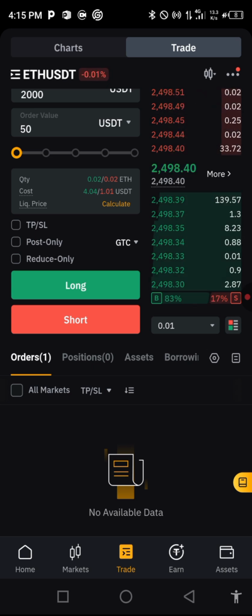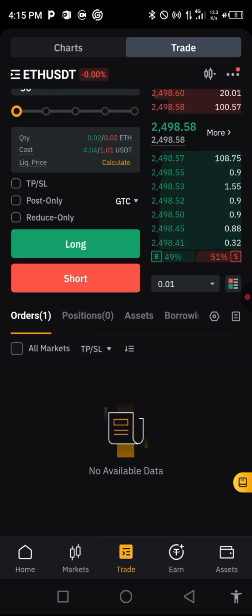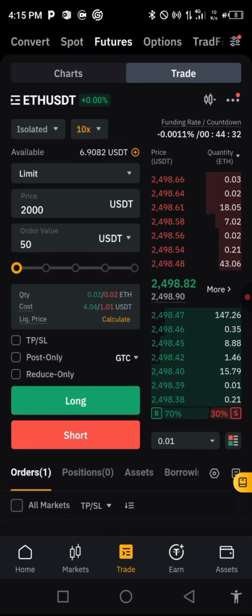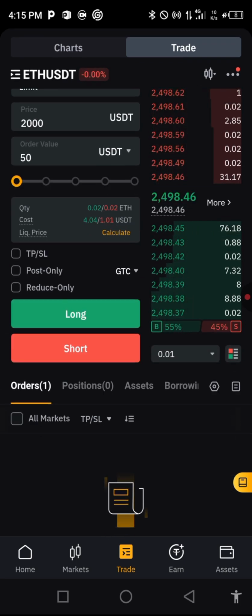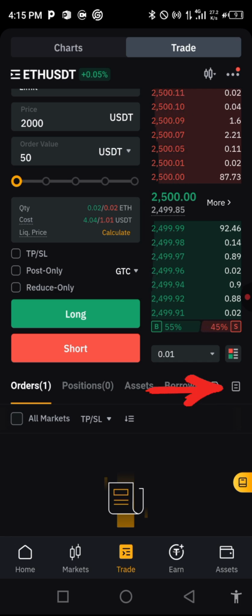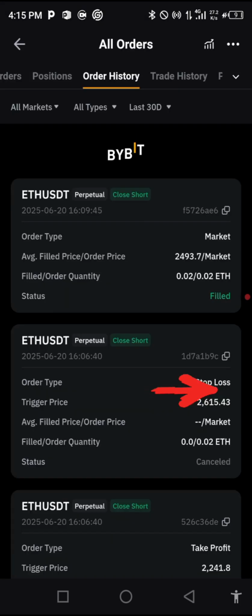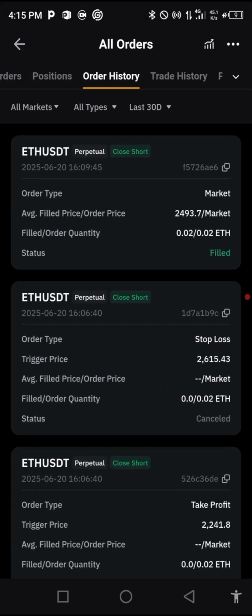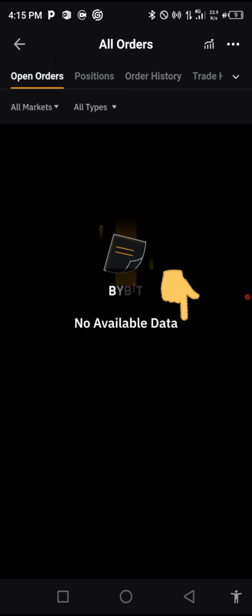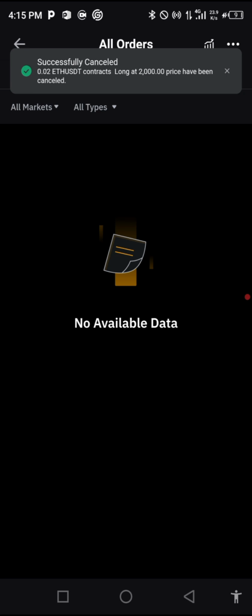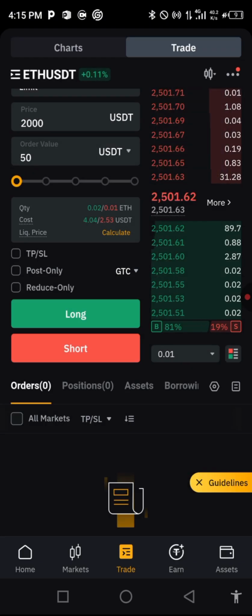Now let's assume that you don't want to continue here, you want to shut it down. How do you go about it? You just come to this icon at your left hand side and click on it. Once you click on it, you see open order here. You just click on open order and click on cancel, and that order is cancelled and you're out from the market, right? I want to believe that's very clear, right?